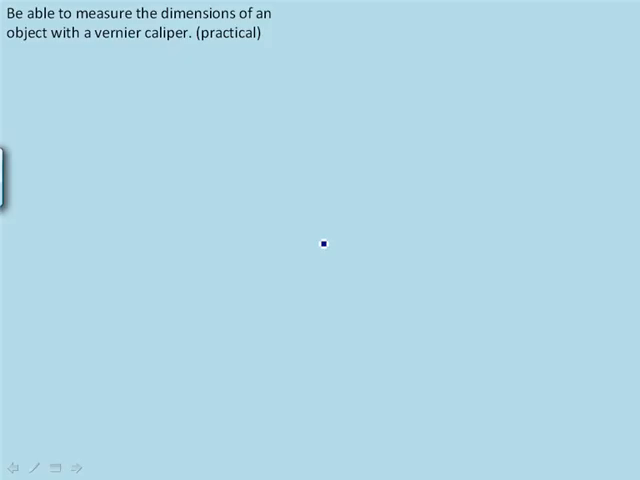Okay, this is your study guide for the Physics 103, Physics 203 final. This follows the study guide that I put on Blackboard.